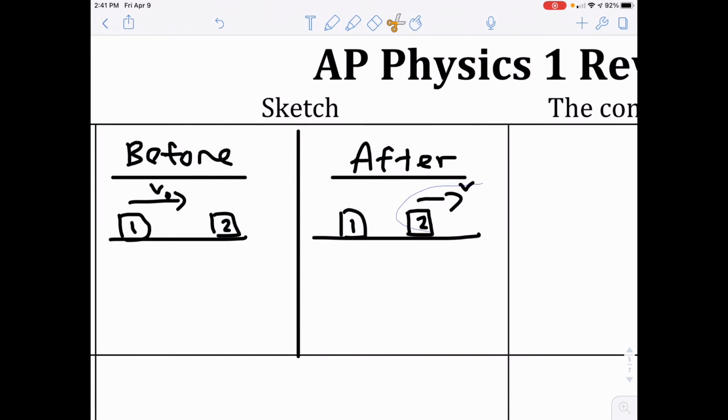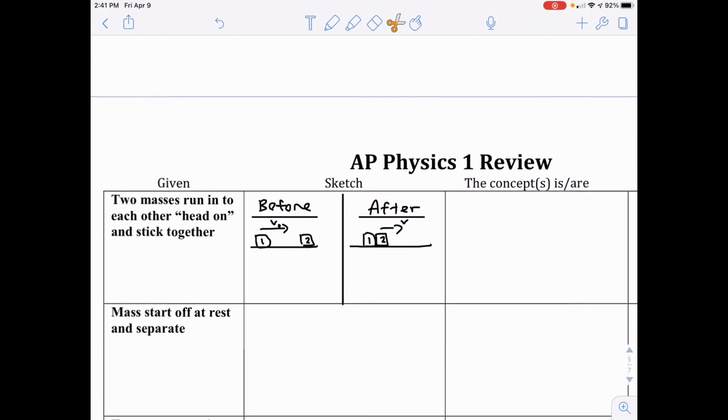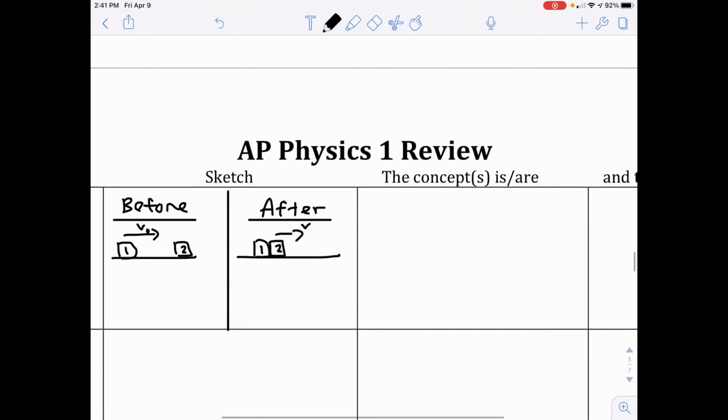Instead of having mass 1 and mass 2 move off at different speeds, they're going to stick together and move off at one speed together. This is also a conservation of momentum problem, but this is referred to as an inelastic collision.